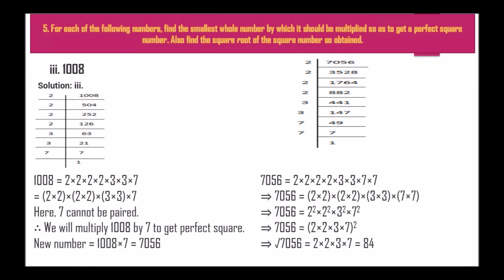Next, 1008. So if we do it with prime factorization, we can find that 7 cannot be paired. So we will multiply with 7. So we will get 7056. 7056, we can do it with the prime factorization method to find the square root, that is 84.